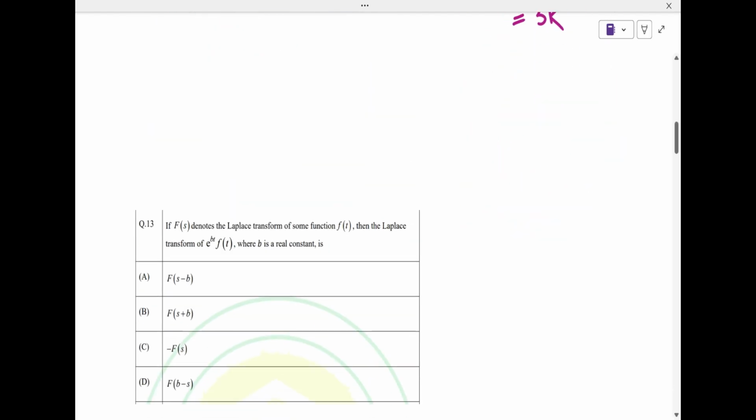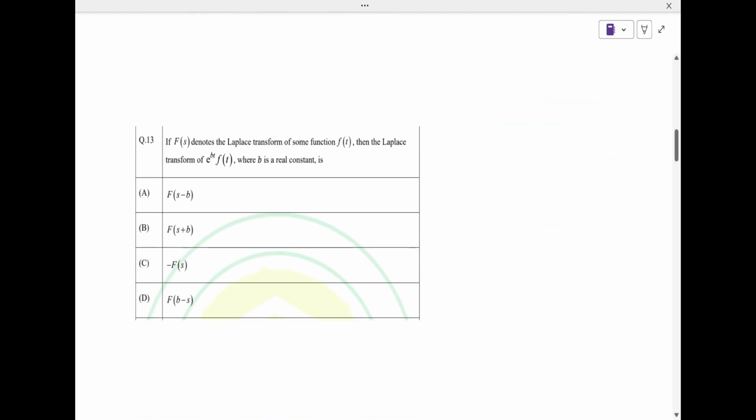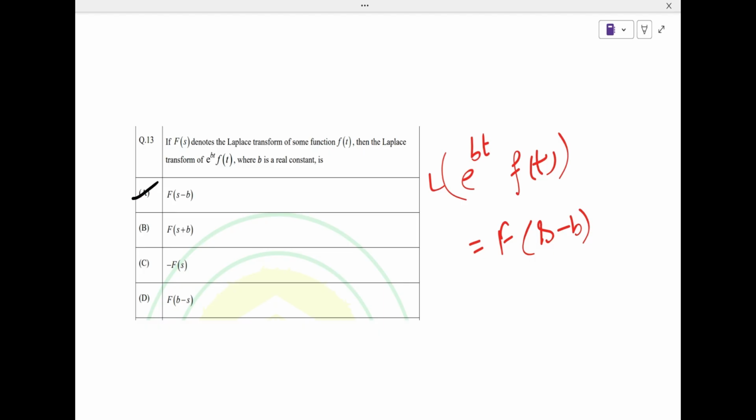Now question number 13, we have to find out the Laplace transform of e raised to power bt f of t, if F of s denotes the Laplace transform of some function f of t, and b is a real constant. So this one is the first shifting property of the Laplace transform. Laplace of e raised to power bt f of t is F of s minus b. That is the formula for the first shifting property. So option A is the correct one.